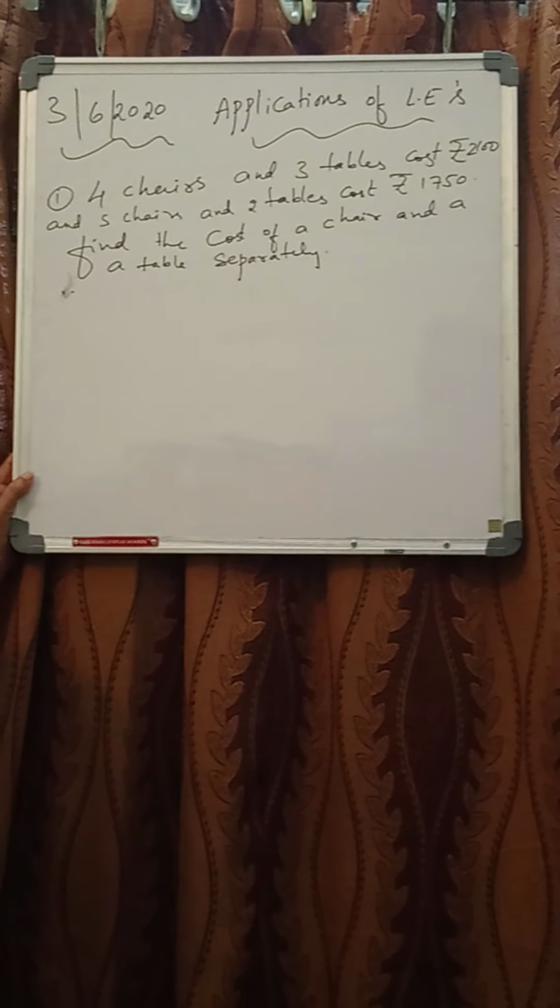Next, multiply equation 2 with 3, children. 3 5s are 15x plus 3 2s are 6y is equal to 1750 into 3, children. 1750 into 3, you will get 5250. So name this equation as 4.